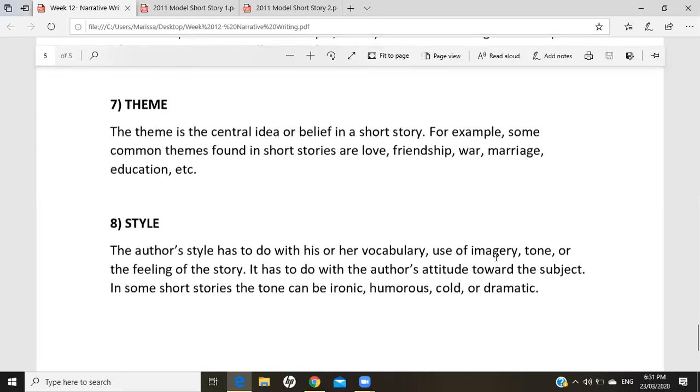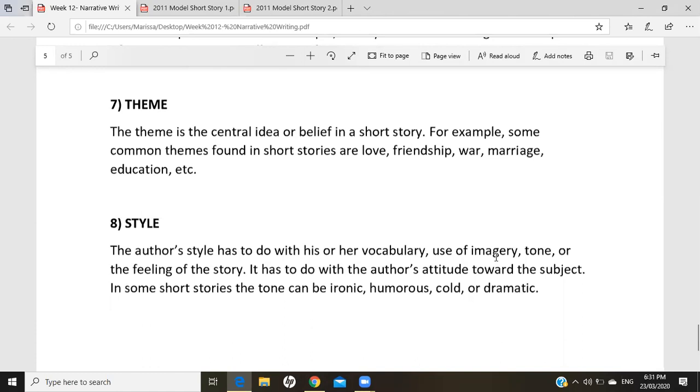Felicia, do you remember the 5 different types of imagery? One was auditory, so what you hear. It was basically the 5 senses. Yes, the 5 senses. So when you're writing your short stories, be sure to remember your 5 senses, because these are the things that you have to describe in the story.